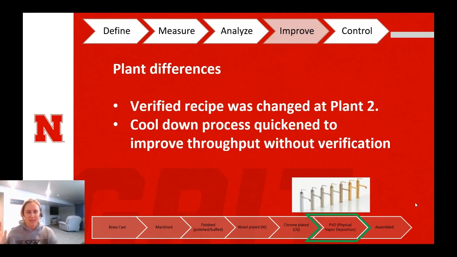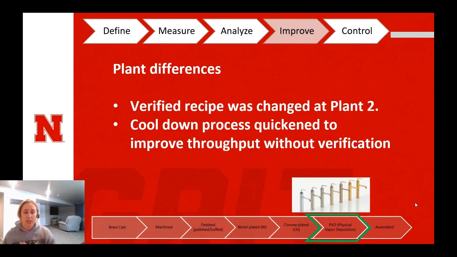These parts have to be heated up to over 400 degrees Fahrenheit when they're going through this vacuum chamber, and then they have to be cooled down at a rated cool down rate so they come back down to room temperature. The problem was at plant 2, we could see that the recipe had changed, and that cool down process happened too quickly. They sped up that cool down process, in a lot of conversations after that, to speed up the process and get more parts through, thinking it didn't make a big difference.